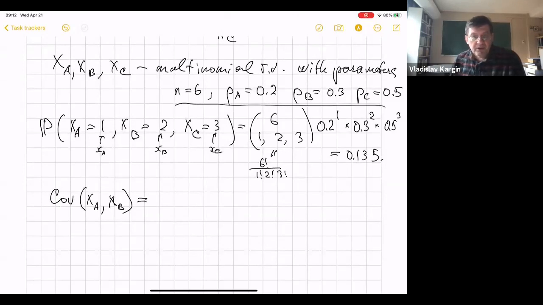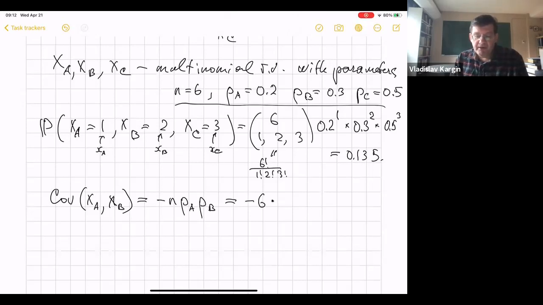Right? And you can see that if player A wins more games, then it's likely that this is influenced negatively, kind of XB. If XA is large, then XB tends to be small, right? So our theorem states that this is equal to minus n multiplied by PA, PB.